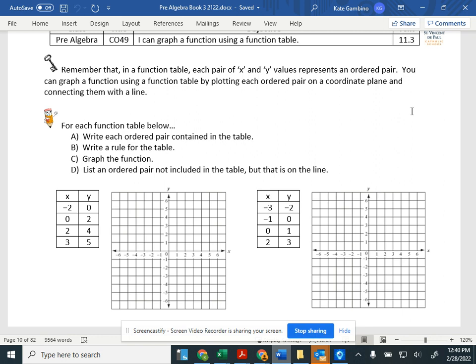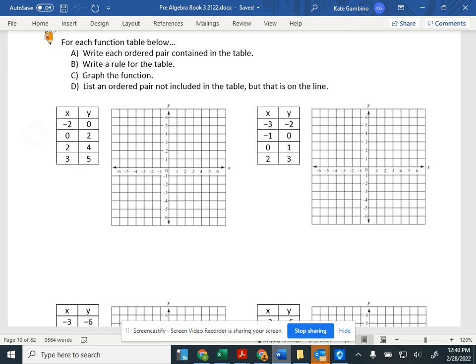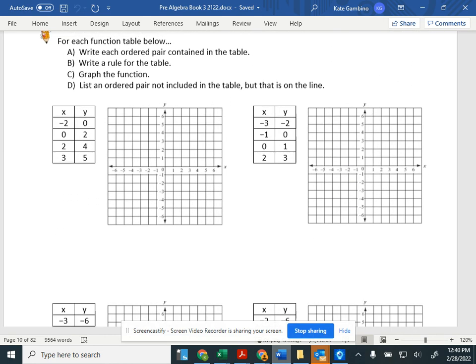them with a line. So we're going to look at our function table, and we're going to figure out what each ordered pair would be. Then we need to write a rule for the table. So that's going to put a little bit more thought into it. So looking at it and saying, oh, x, y, I know that the x comes first and then the y. That's an easy ordered pair for me to write.